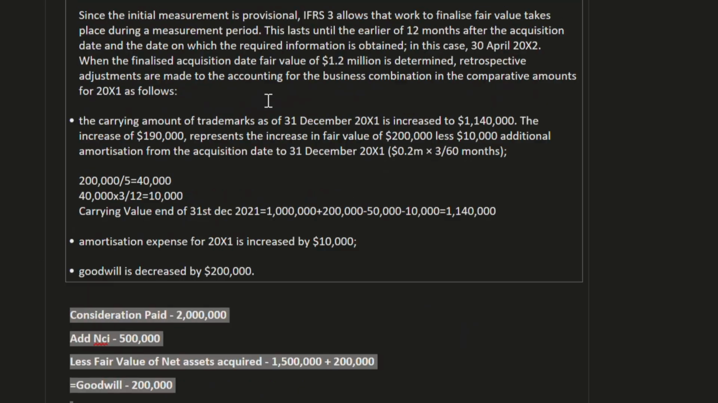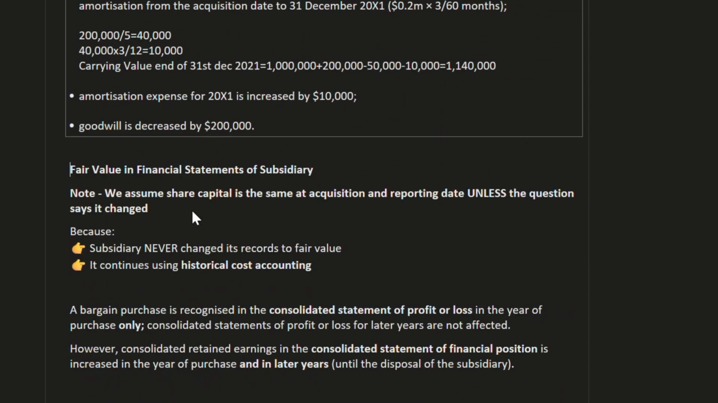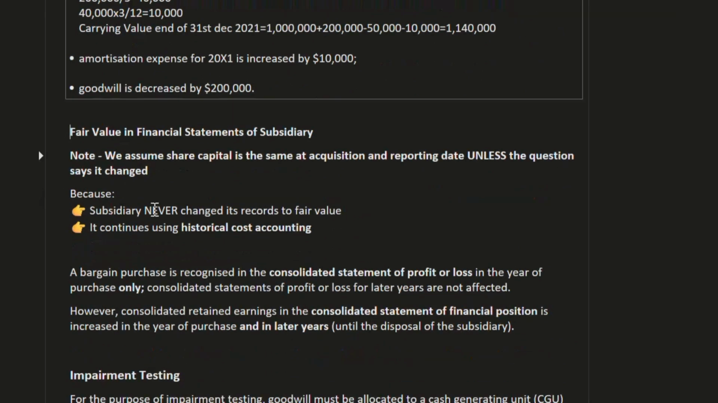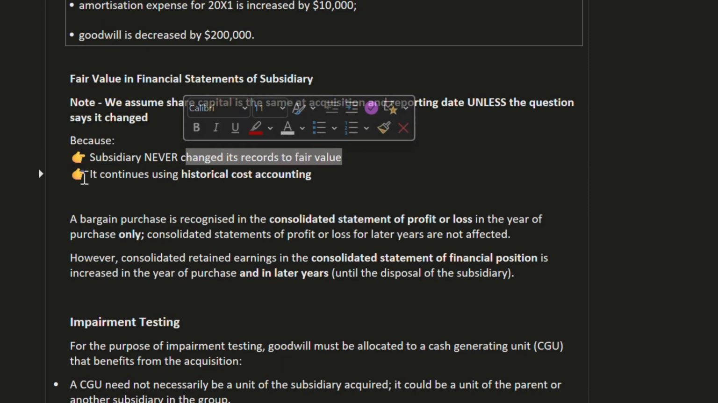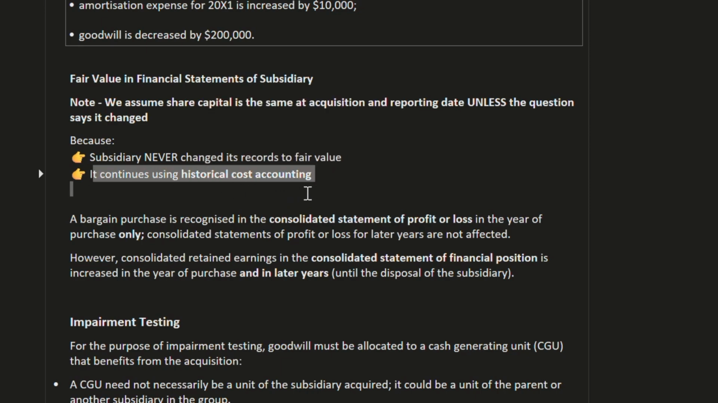All these things I have explained in a simple way, no need to go into that much detail. Fair value in the financial statements of the subsidiary: we assume share capital is the same at acquisition and reporting date unless the question says it changes, because the subsidiary never changes its records to fair value. It continues using historical cost accounting. We will see that once we solve the questions.